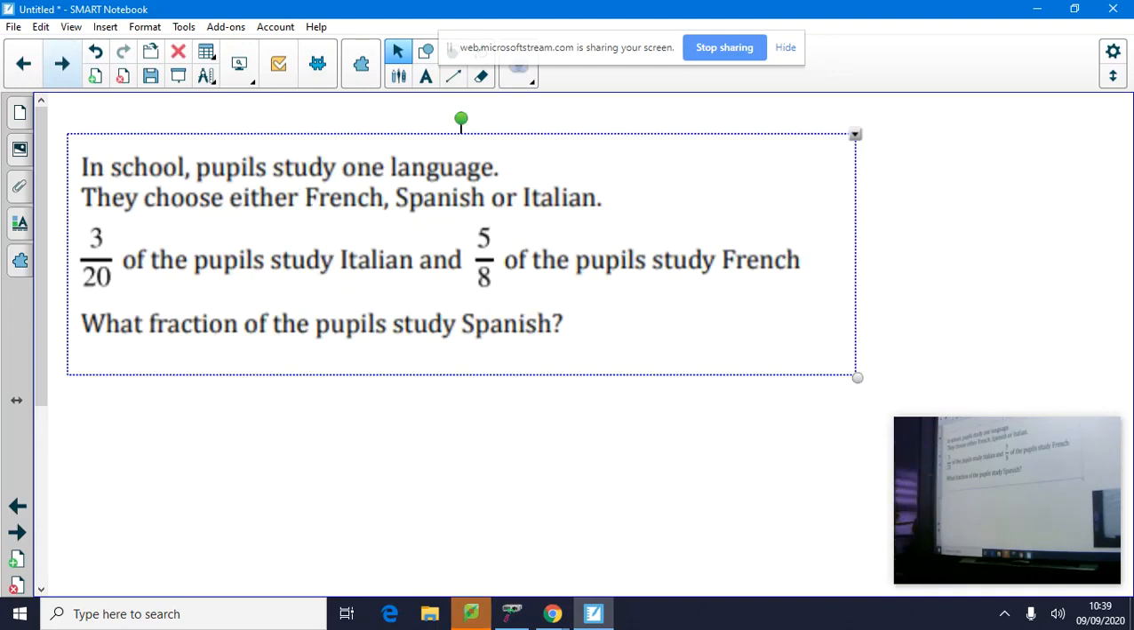In a school, pupils study one language. They choose either French, Spanish, or Italian. 3/20 of the pupils study Italian, and 5/8 of the pupils study French. What fraction of the pupils study Spanish? Make it a whole. Add together, make it a whole, right at the beginning of the video.